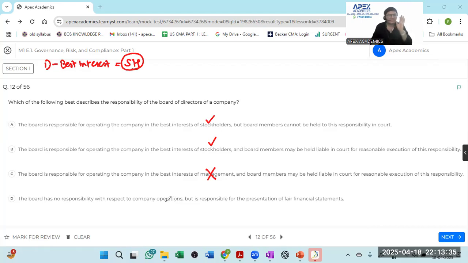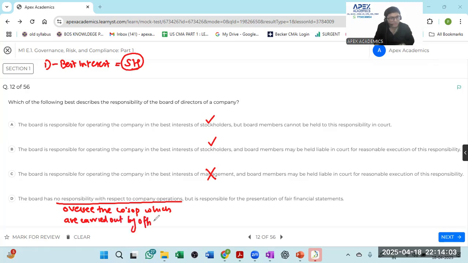Sir, there is no responsibility with respect to company's operations, but is responsible for the presentation of fair financial statements. Sir, I am not able to digest. Sir, next. So this statement also does not make sense. Sir, it has no responsibility with respect to company's operations. Sir, how can it have no responsibility with respect to company's operations? Sir, it has to oversee the company's operations which are carried out by whom? By the officers. Agreed or disagreed?